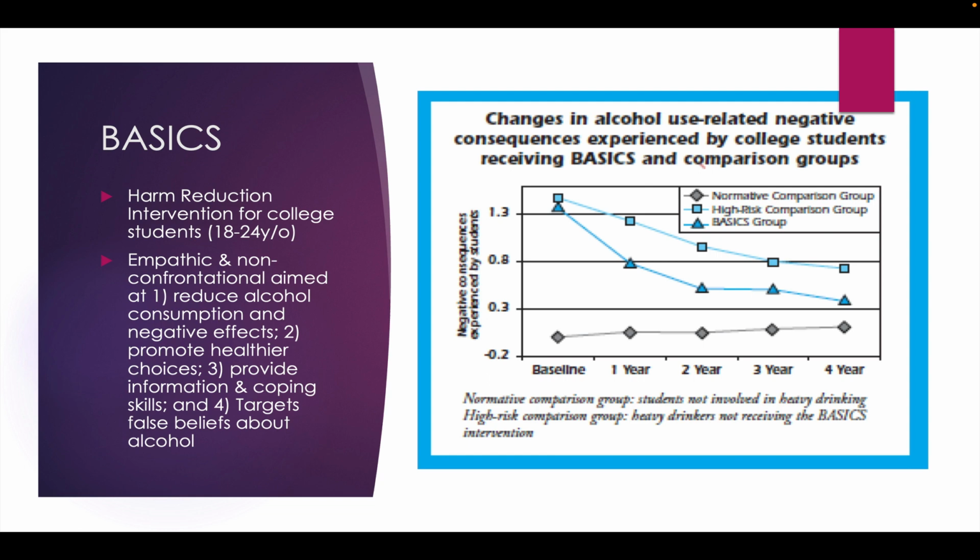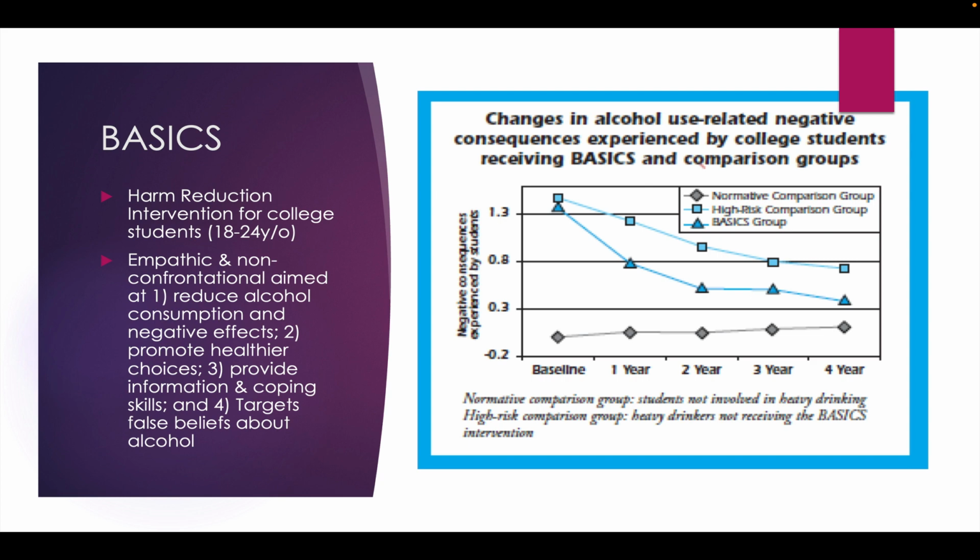As you can see in the graph to the right, the changes in alcohol use related to their negative consequences, as experienced by college students, some that were receiving the BASICS intervention, as well as comparison groups. So, as we can see with the gray diamond line, these were individuals who didn't really have alcohol use related negative consequences and they didn't participate in the BASICS intervention. As you can see, their negative results kind of stayed the same throughout the years.